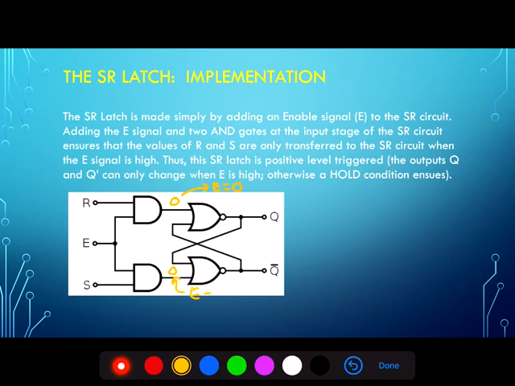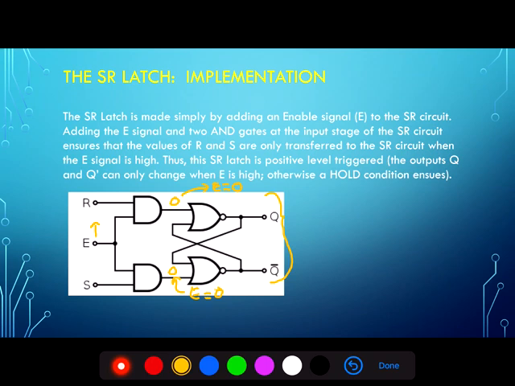So in order for this latch to function properly and receive the values of R and S, enable will have to go high. So this latch enables the SR circuit that's in the latter phase of this diagram to work only when enable is in a high state. And that's how we simply make an SR latch with an SR circuit.